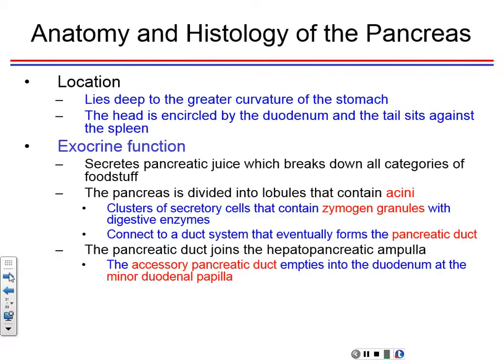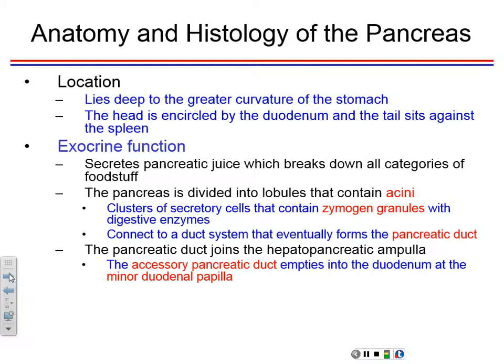And then, of course, the anatomy and histology of the pancreas. The pancreas has got two things. It's got an exocrine function, which produces the enzymes. Exocrine means it's got ducts. Remember when we talked about glands, exocrine glands have ducts. That produces the enzymatic component, which is secreted through the exocrine ducts to get into the duodenum.